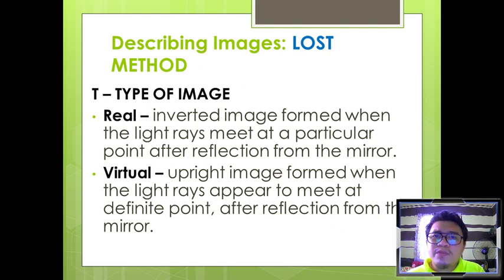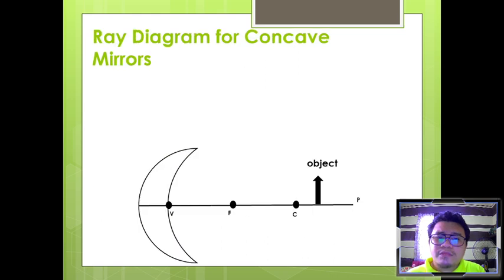Now, let's move on to the ray diagram construction in each type of curved mirrors. So first, let's start with the concave mirrors. Now, I have here a diagram that corresponds to the parts of a sphere or the mirror and as well as a concave mirror.